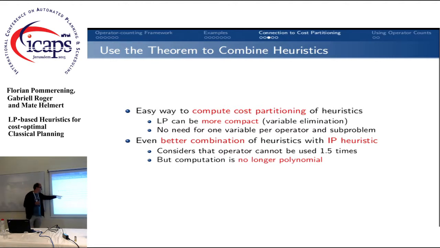And again, since this is minimization, adding constraints like this can only increase the heuristic value. But of course, this heuristic might be better, but it is not guaranteed to be polynomial computable. So it probably will take longer to compute this value.